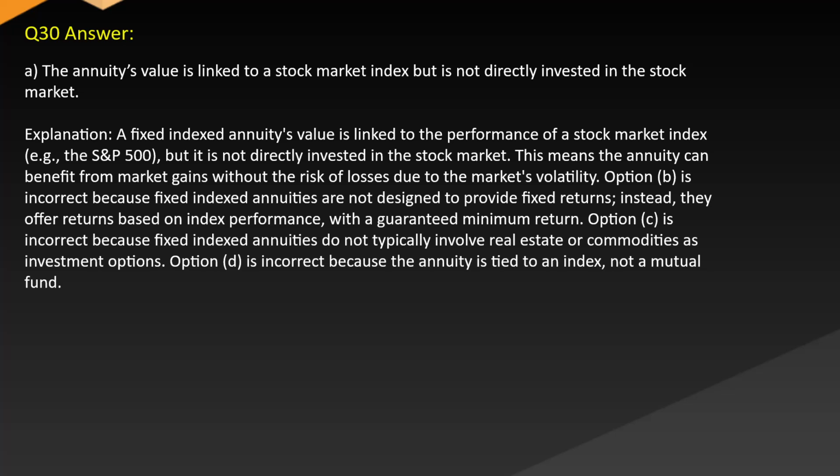Option B is incorrect because fixed indexed annuities are not designed to provide fixed returns. Instead, they offer returns based on index performance with a guaranteed minimum return. Option C is incorrect because fixed indexed annuities do not typically involve real estate or commodities as investment options. Option D is incorrect because the annuity is tied to an index, not a mutual fund.